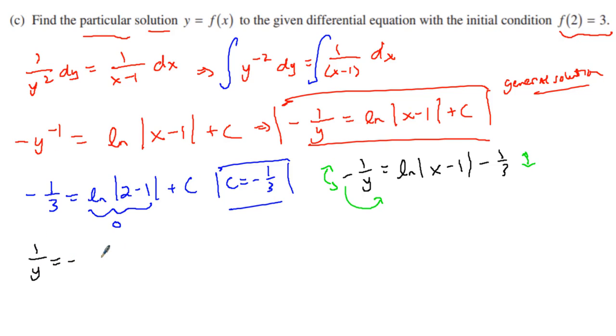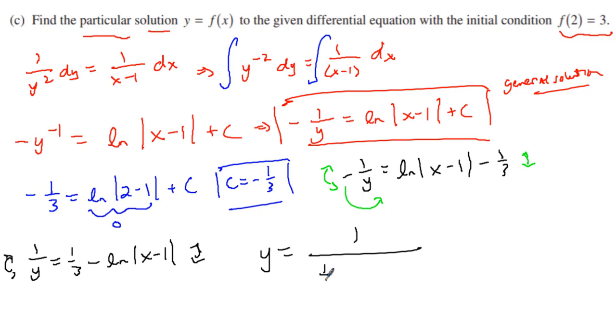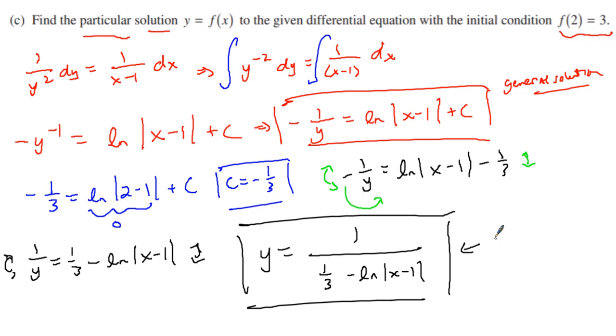1 over y equals, that 1/3 becomes positive, minus natural log of x minus 1. You can see how that negative moved over, made the 1/3 positive, made my natural log of x minus 1 negative. Now I'm going to do that reciprocal, just flip everything. So y is equal to 1 over 1/3 minus natural log of x minus 1. And you can see that right there is my particular solution of my differential equation.